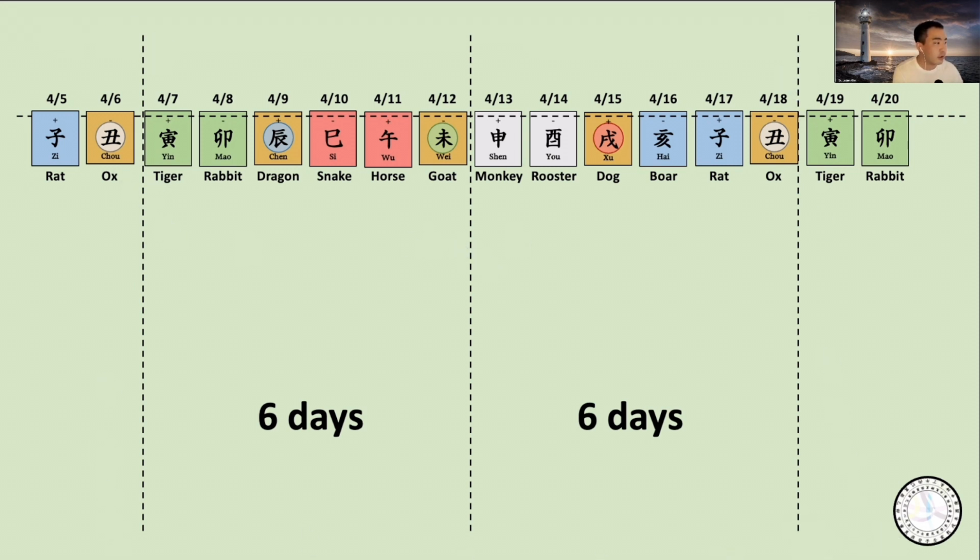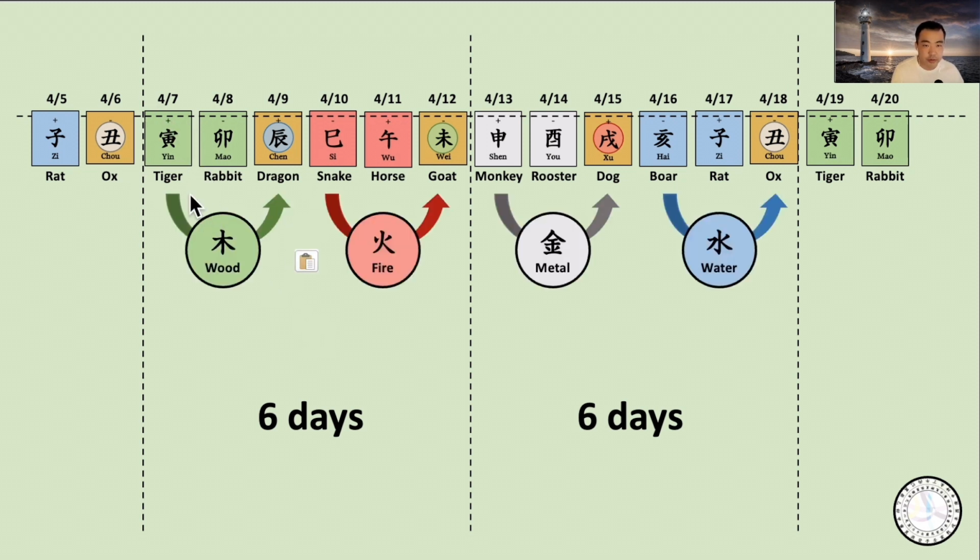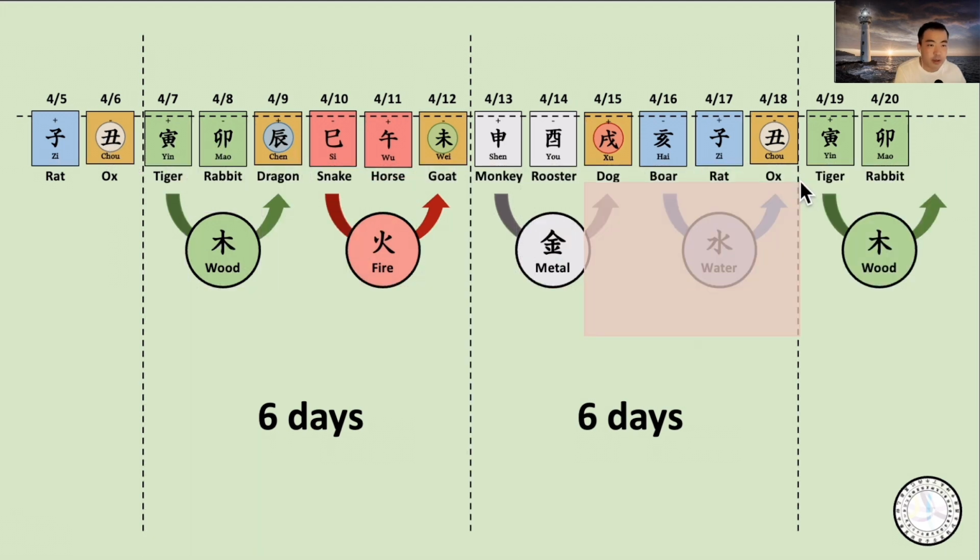And you know this, right? Which one is the wood season, which one is fire season? Yeah, so tiger to dragon is wood, snake to goat is our fire, monkey to dog, our metal, the boar, pig, to the ox will be the water. And then it will repeat after.